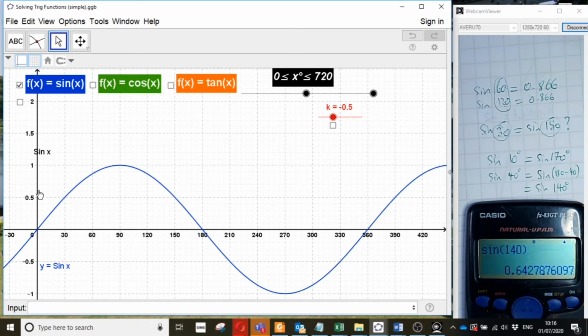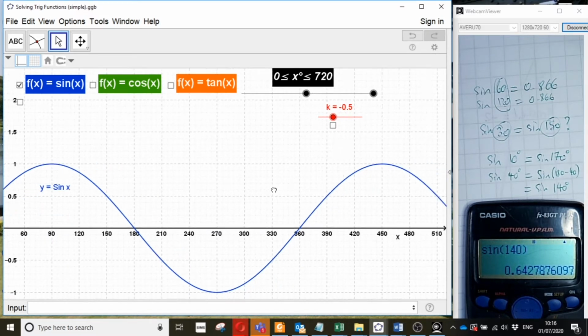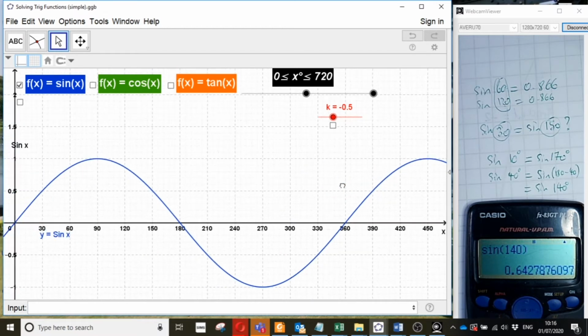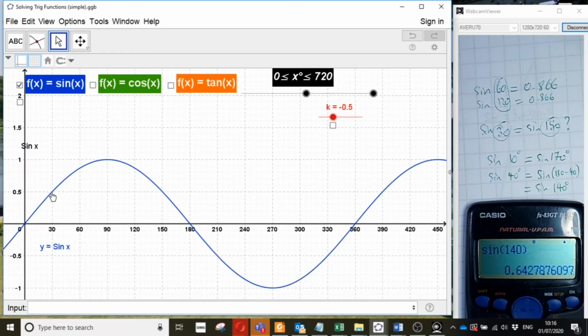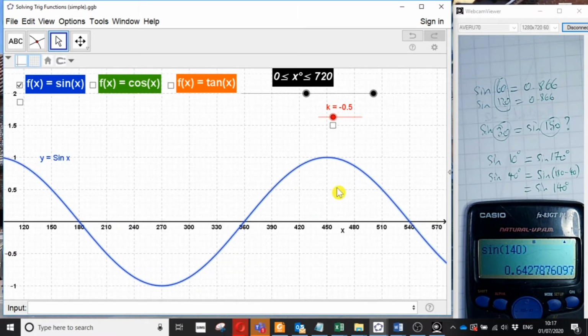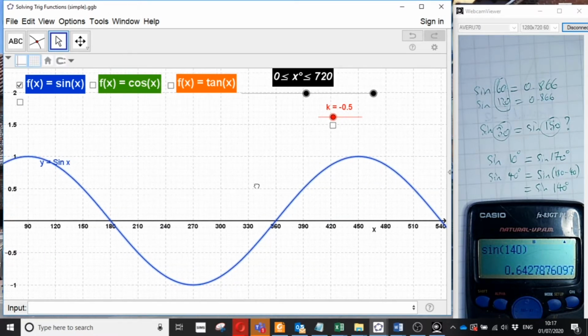Yes, it is. Okay. And you'll also notice that the graph repeats itself. So we go back to a half. We know that sine 30 is a half. We know that sine 150 is a half. There's another one over here, look, 390. That will also give you a half, as will 510.